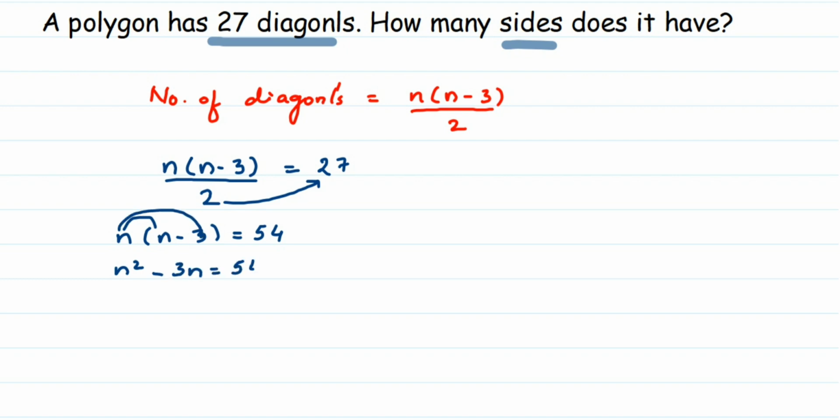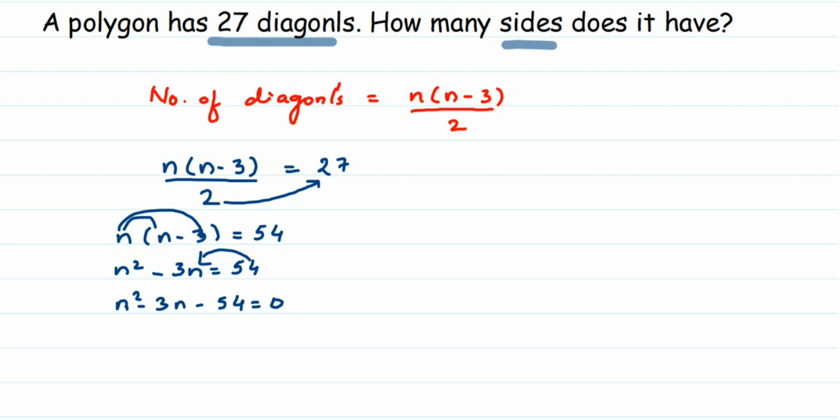Now you can see that I have n square. n square means there are 2 roots for this, which means there will be 2 values for this n, because the highest power is 2. And we're going to get a quadratic equation. We have to get the value of n. So I'm going to transpose this constant 54 to the other side of the equation so that I can get the quadratic equation and get the value of n. So this will be n square minus 3n minus 54 is equal to 0.